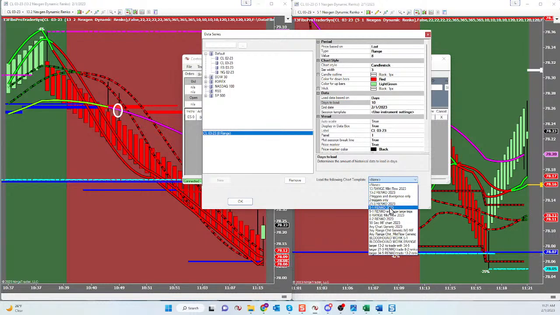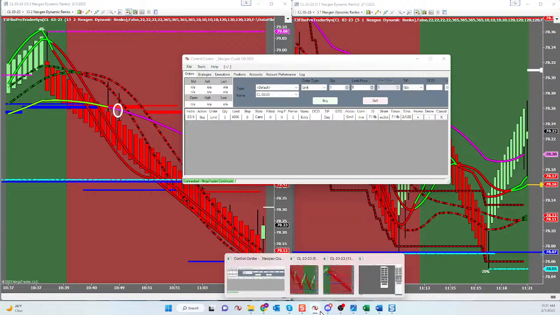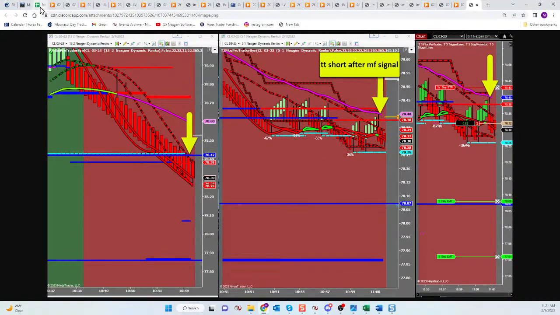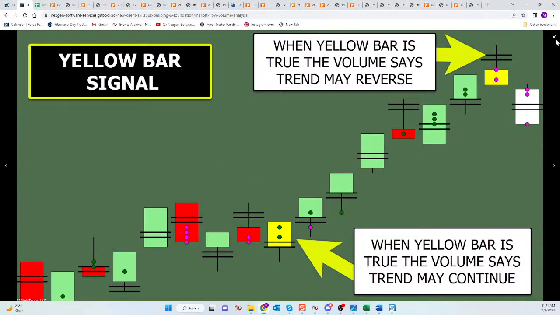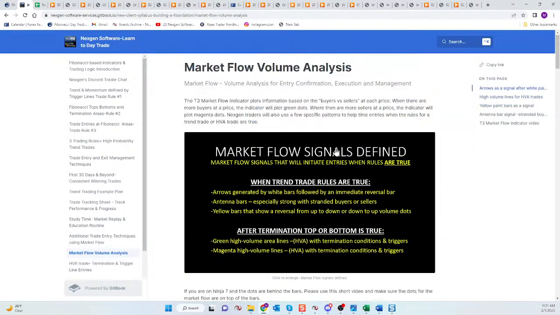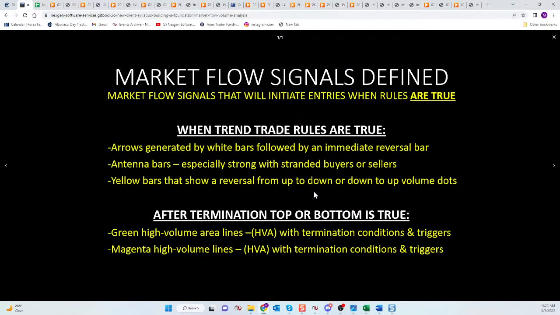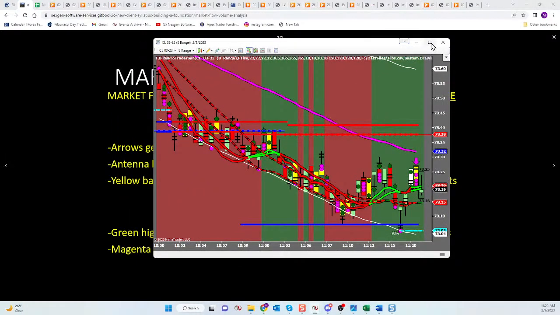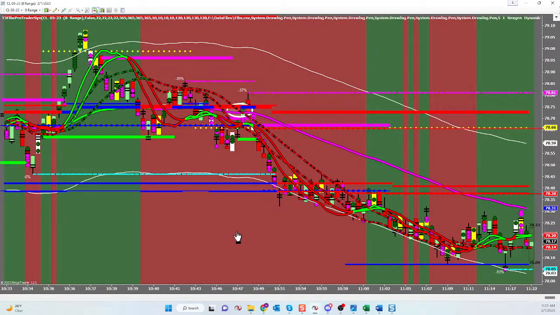And this is where new users go a little bit sideways. When I got a market flow chart, Rob, I took about 700 trades that day. It was a little embarrassing. So when we talk about market flow, the key to the understanding is market flow signals generated when the rules are true. And this is the most important part. If you try to take every signal on a market flow chart, you're going to trade 1,000 trades, and they're not going to have established rules met.